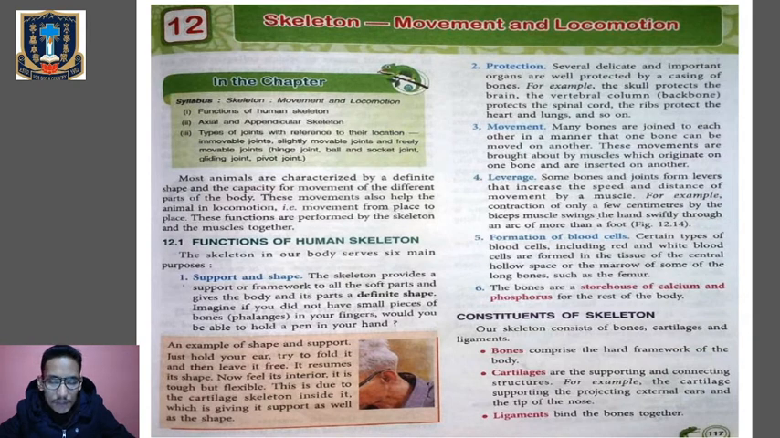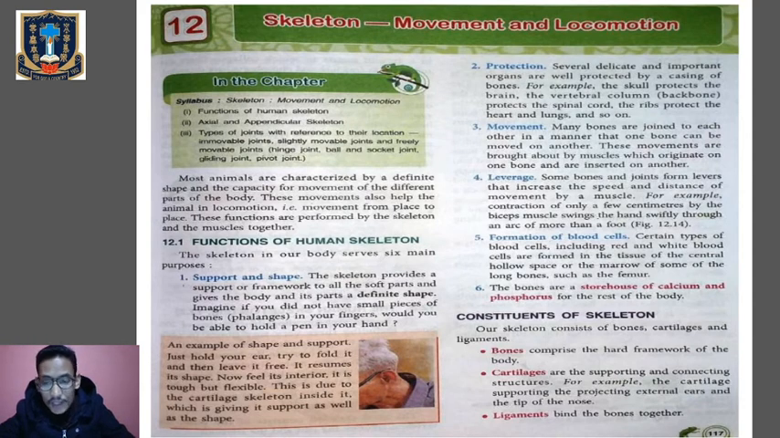Then the 5th one, they help in the formation of blood cells, because we have certain types of blood cells like RBC and WBC, which are mainly formed in the bone marrow. We have the yellow marrow and the red marrow. Yellow marrow helps in the formation of WBC, then red marrow helps in the formation of RBC. So the skeletal system also helps in the formation of our blood cells, that is RBC and WBC.